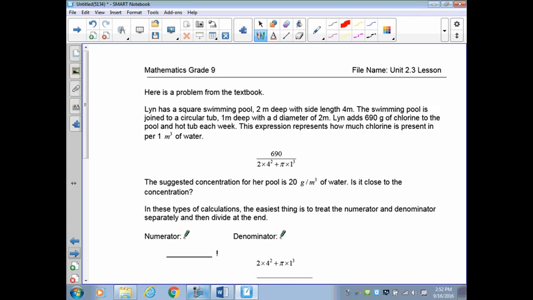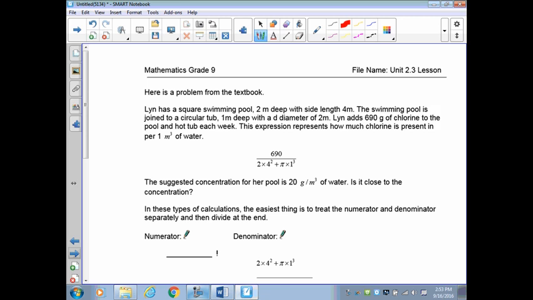Lynn has a square swimming pool 2 meters deep with a side length of 4 meters. The swimming pool is joined to a circular tub 1 meter deep with a diameter of 2 meters. Lynn adds 690 grams of chlorine to the pool and hot tub each week. This expression below represents how much chlorine is present in 1 meter cubed of water. The suggested concentration for her pool is 20 grams per cubic meter of water. Is it close to the concentration?